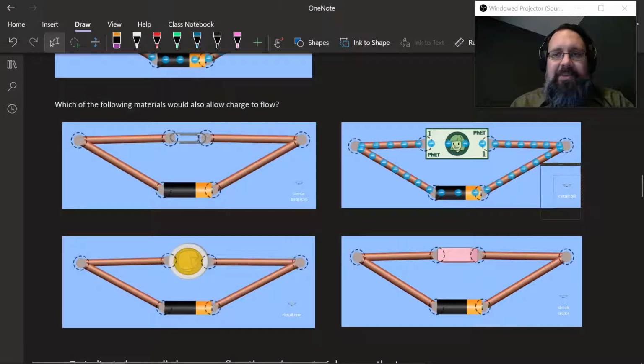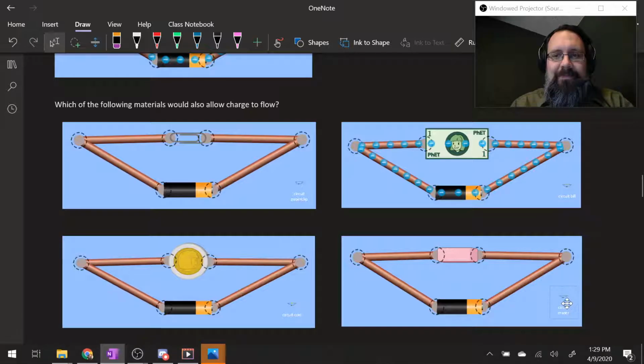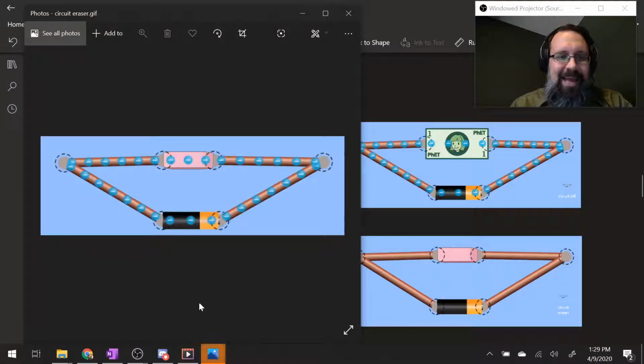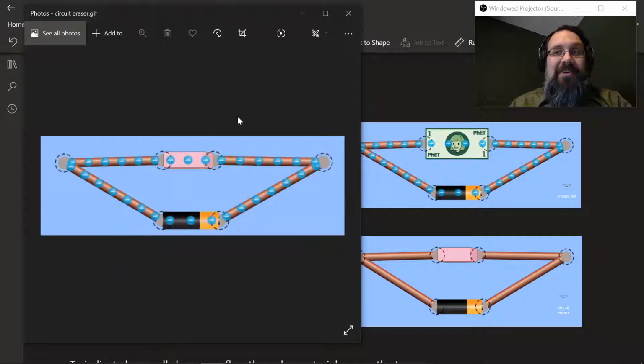What about an eraser? Nope. Yeah, eraser is not. What the heck? Oh my gosh, all of my animations are still loaded down here. Okay, yep, so there it is. The eraser is not a conductor. Charge cannot flow freely through an eraser.